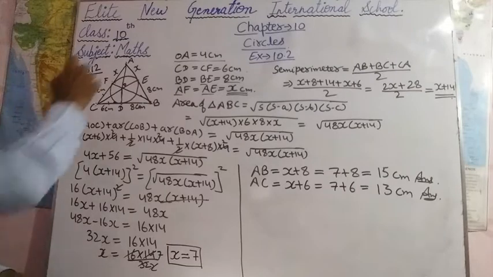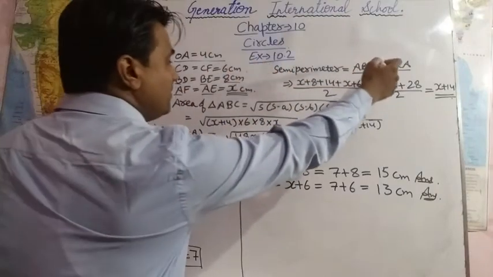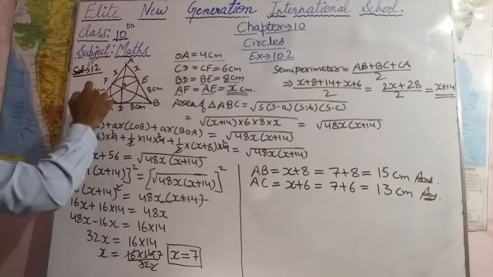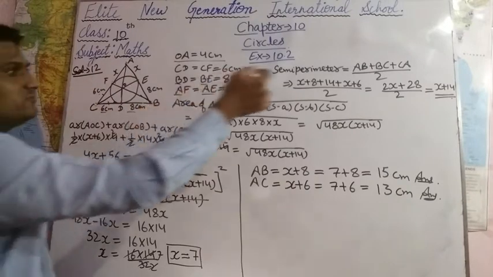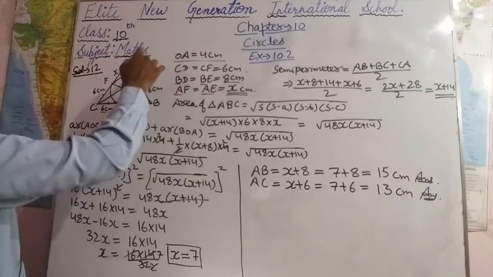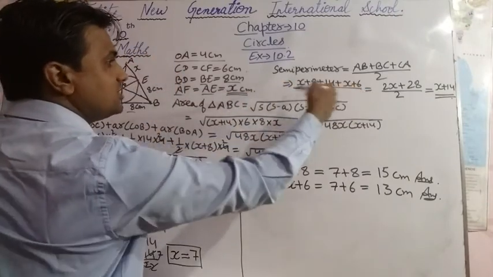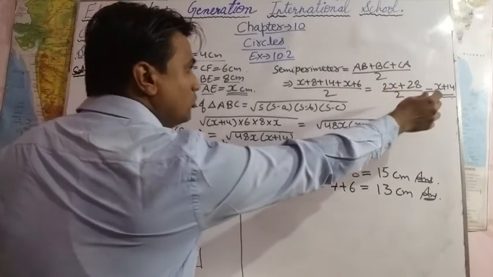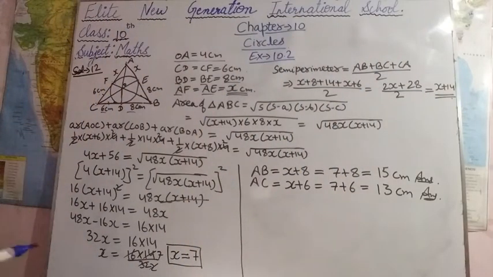Now in this triangle ABC, if we want to find the semi-perimeter, it will be AB plus BC plus CA upon 2. So here AC is x plus 6, BC is 6 plus 8, that is 14, and AB will be x plus 8. So x plus 8 plus 14 plus x plus 6. By solving this, it will be 2x plus 28 upon 2. So here the semi-perimeter will be x plus 14.